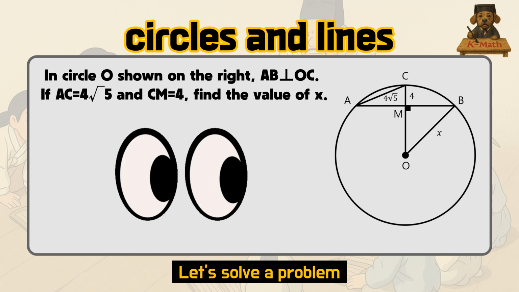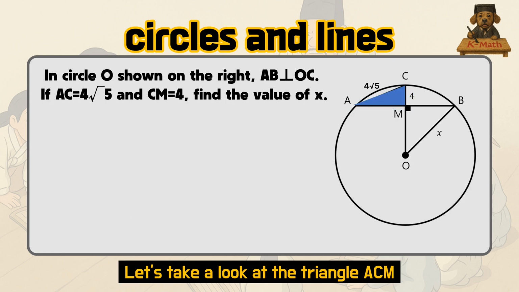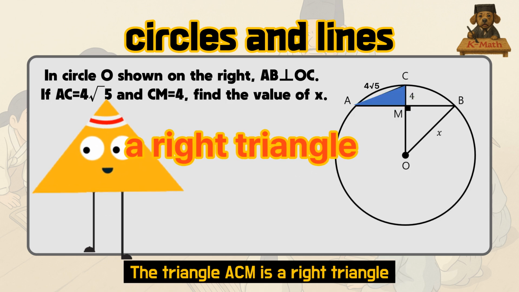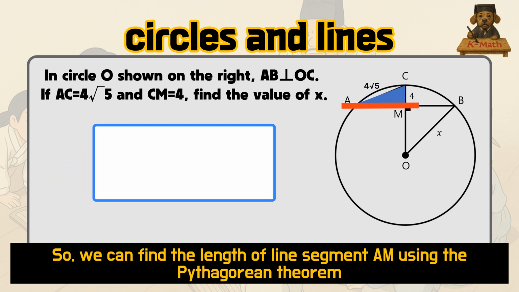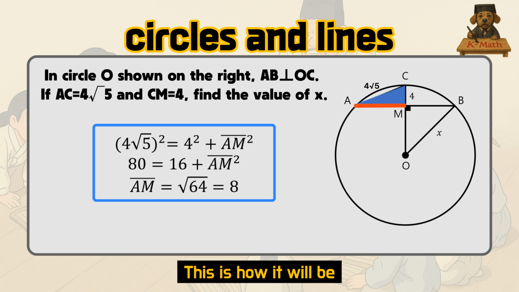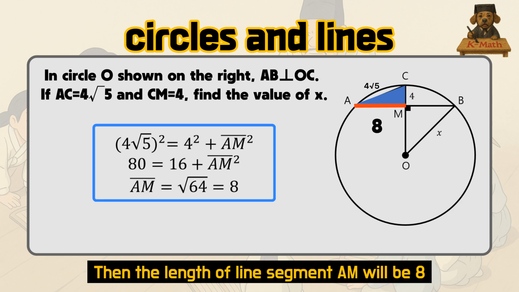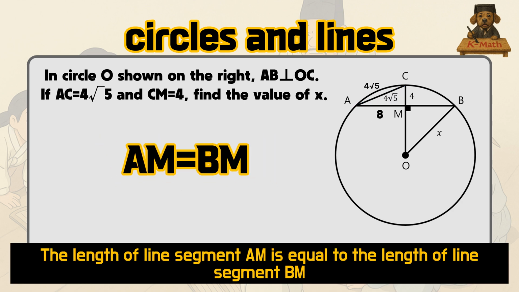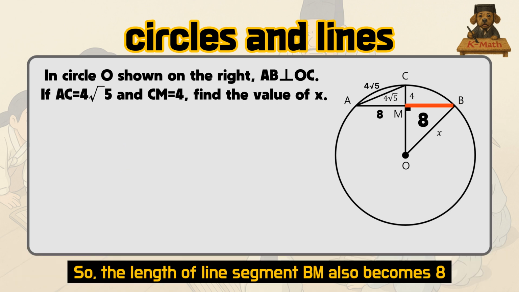Let's solve a problem. Let's take a look at the triangle ACM. The triangle ACM is a right triangle. So, we can find the length of line segment AM using the Pythagorean theorem. This is how it will be. Then the length of line segment AM will be 8. The length of line segment AM is equal to the length of line segment BM. So, the length of line segment BM also becomes 8.